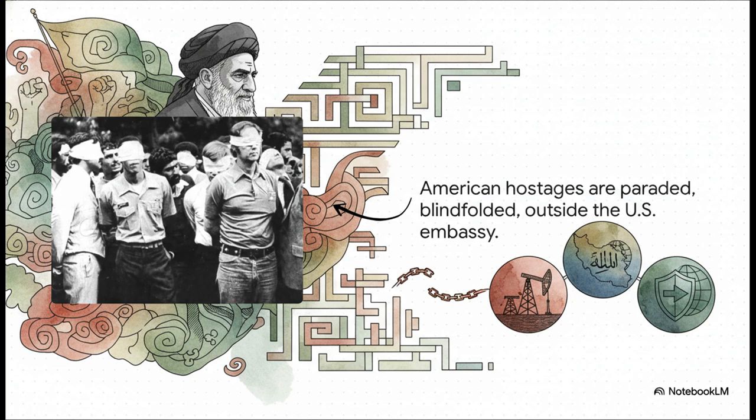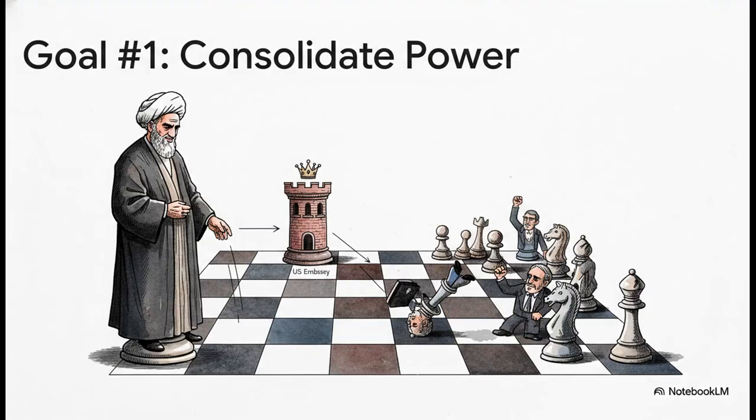He gave the takeover his official blessing, and just like that, he turned a chaotic student protest into official state policy. Why would he do that? Because it was a brilliant political move. It helped him achieve 3 critical goals for his brand new republic. First up, it was a way to lock down his power at home.